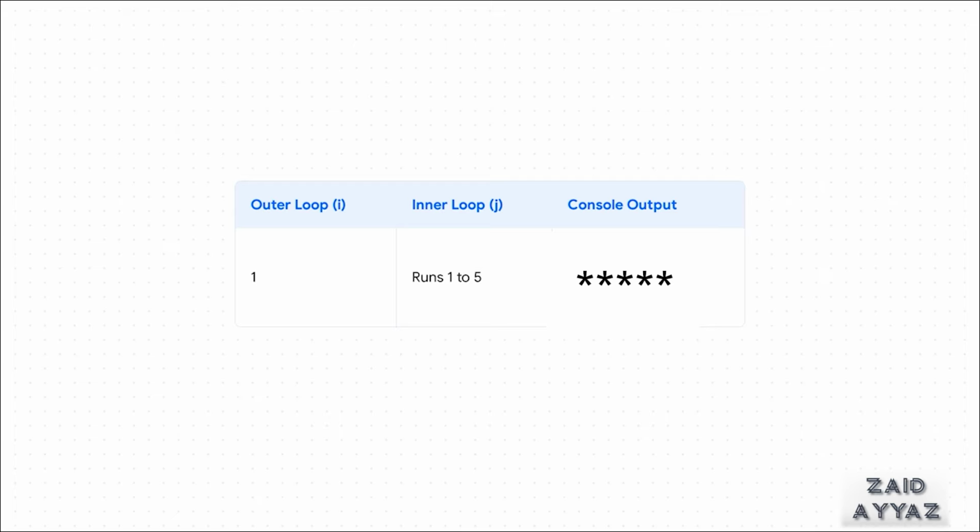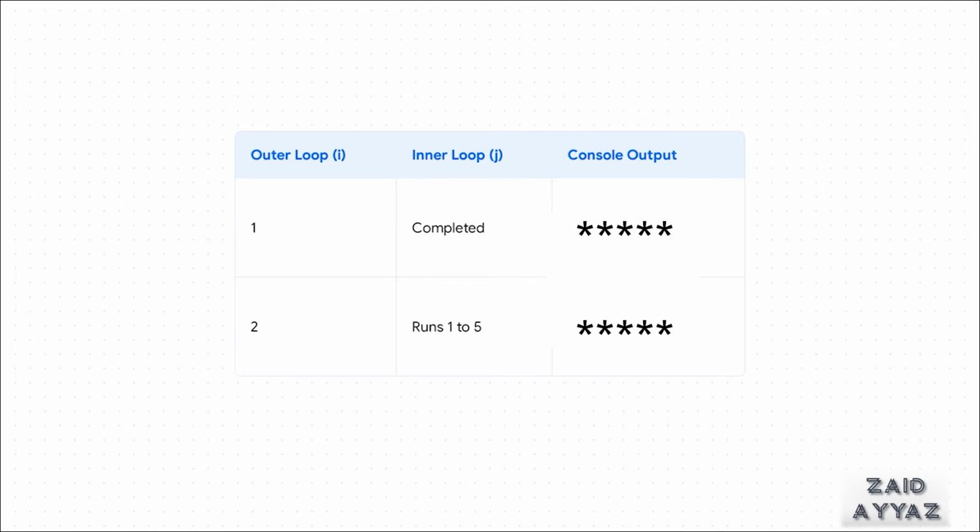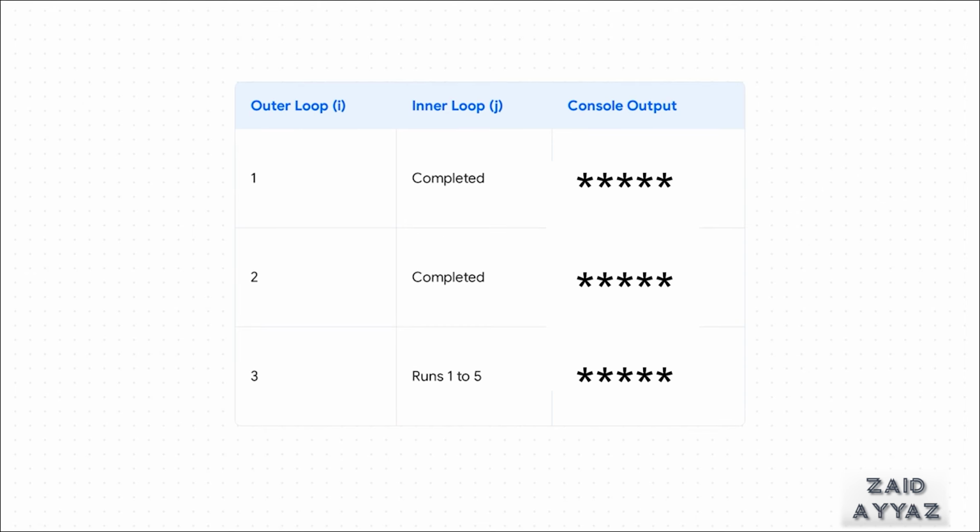The inner loop is done, so we finally hit that new line command, and our cursor drops down, ready for row 2. So now control goes back to the outer loop. It increments, so I is now 2. And guess what happens? The exact same thing. The inner loop gets reset and does its full 5-star performance all over again, but this time on that new line we just created. And here comes the final pass.